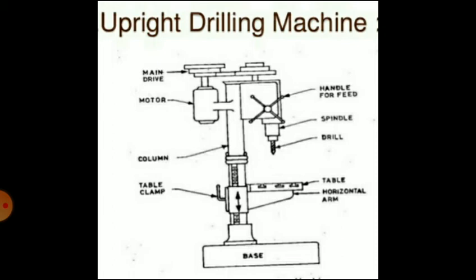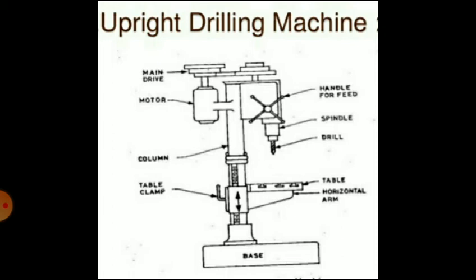The arm and the table may be moved up and down on the column. So the arm can be moved because it is mounted on a box column. There are guideways provided at the front face of the box column, on which the arm and the head can be moved in an upward or downward direction. Also the table can be moved upward or downward on the column.